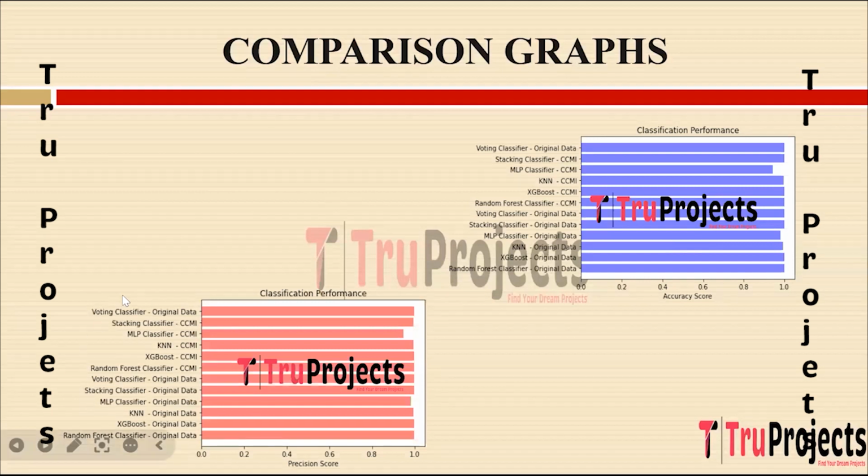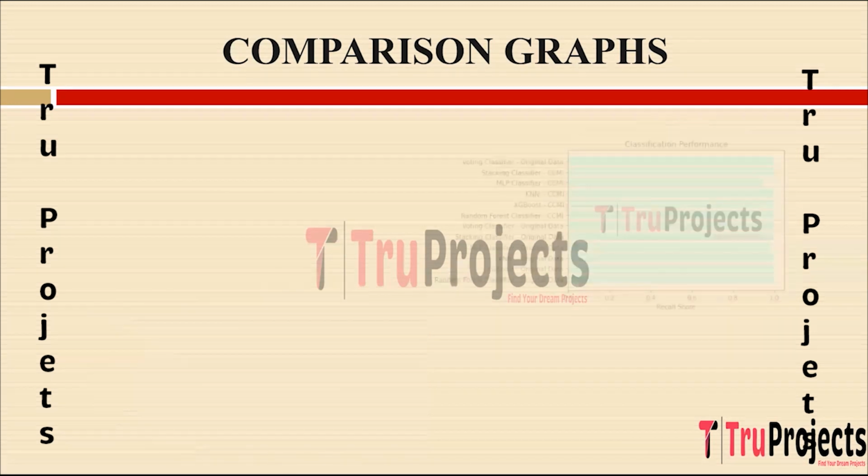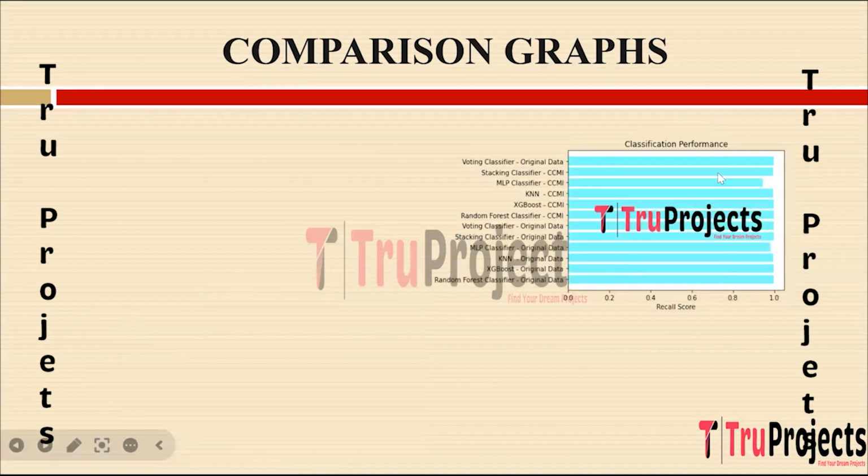This is the precision comparison graph. On the x-axis, we have precision score, and on the y-axis, we have algorithm name. Precision is a metric that assesses the accuracy of positive predictions made by the model. It calculates the ratio of true positives, correctly predicted positive instances, to the total number of positive predictions, true positive plus false positive.